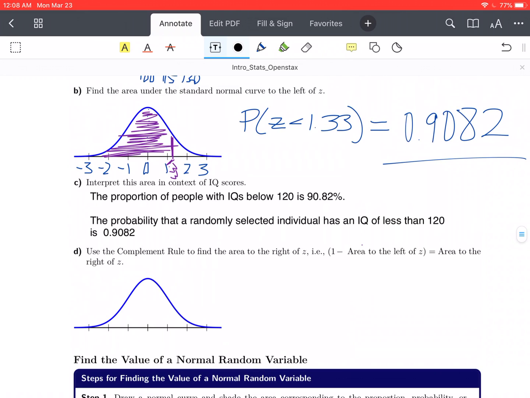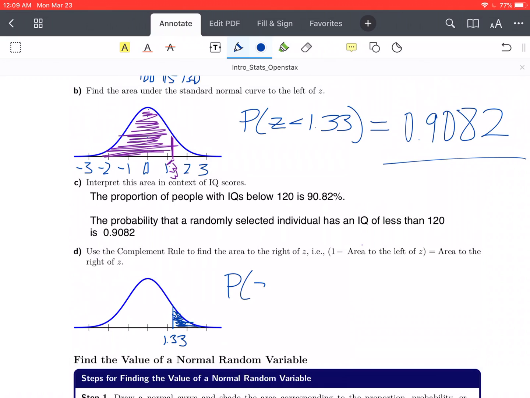So that's what we get out of that statement. And then for this last part here, use the complement rule to find the area to the right of z. So if we're dealing with our z-score here of 1.33, that's right there. Now we want everything to the right here. Now, using Desmos, that wouldn't be too challenging, but we can use the complement rule for this.